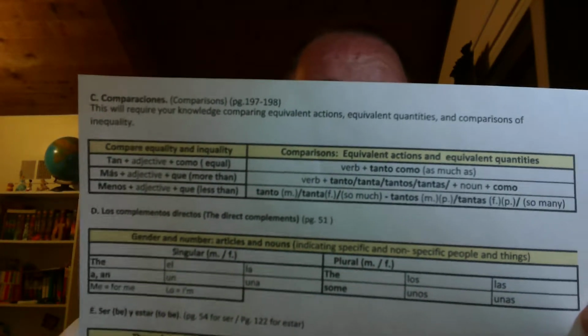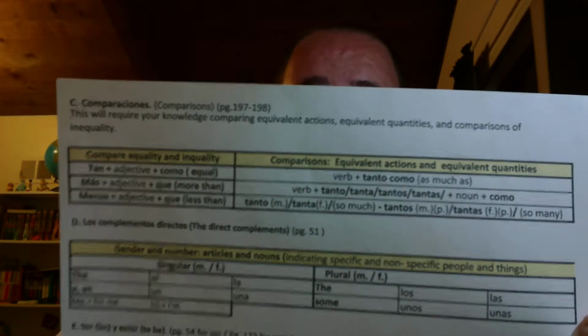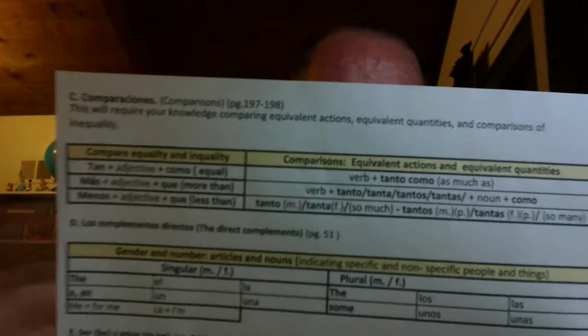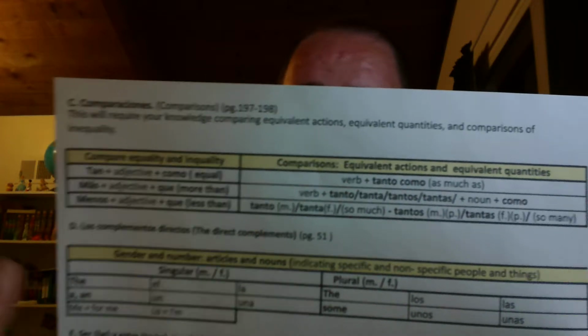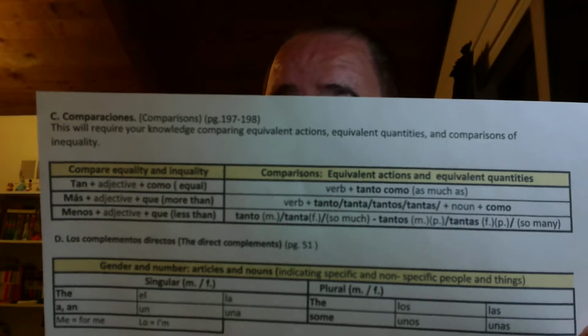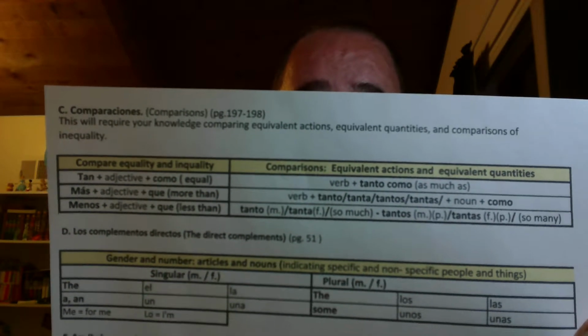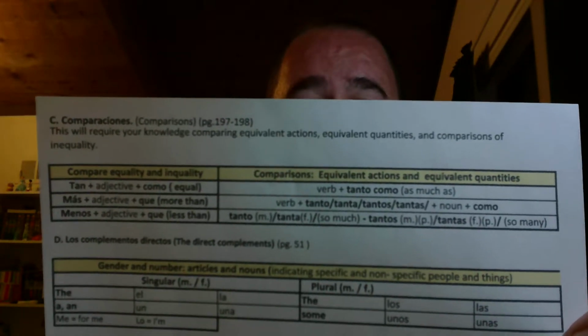The next section, the D section, for direct complements, you had to figure out the el, la, un, una for singular, and then the plural is los, las, unos, unas, and make sure that you are aware of all those.